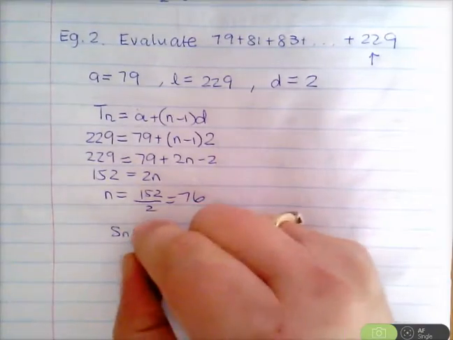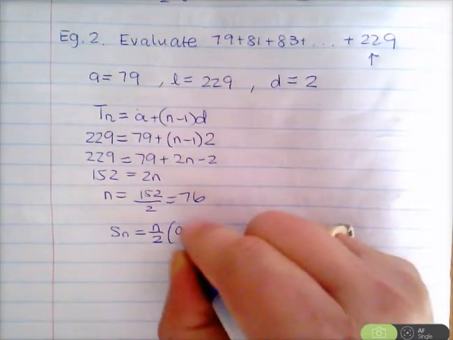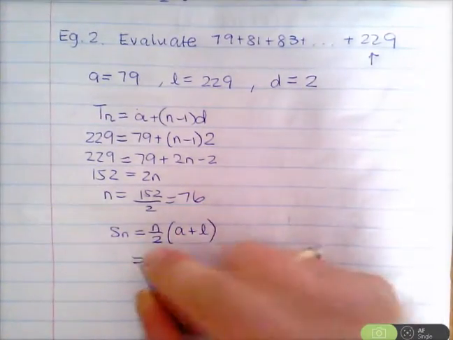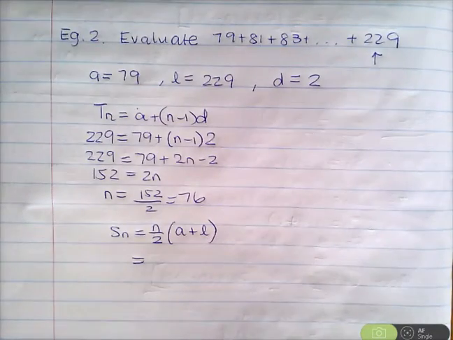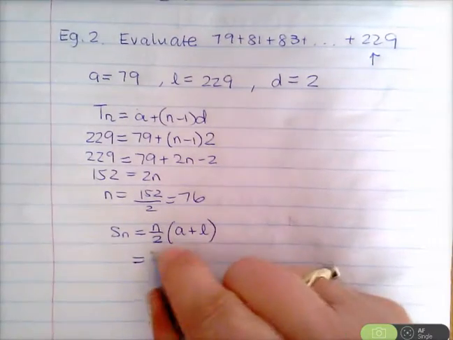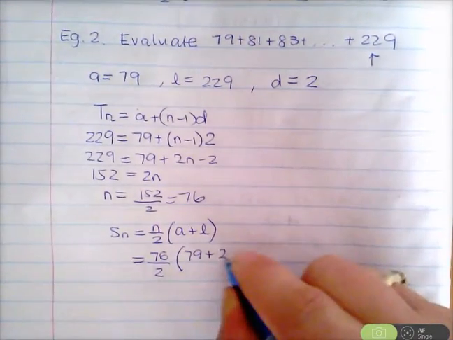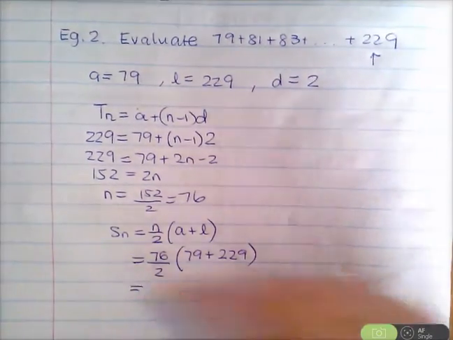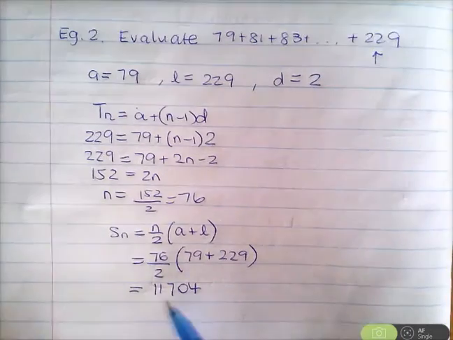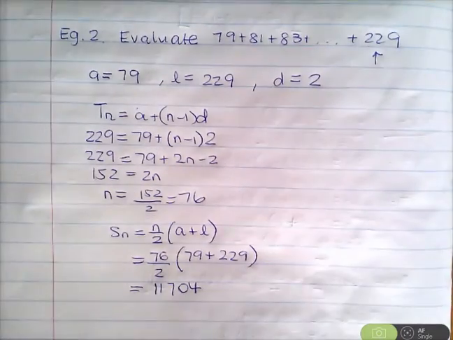So therefore, Sn equals n on 2 (a plus l). Now that we know what n is, how many terms in the series there are, it's 76 over 2 times (a is 79, and l is 229). This question is 11,704 when you evaluate that.